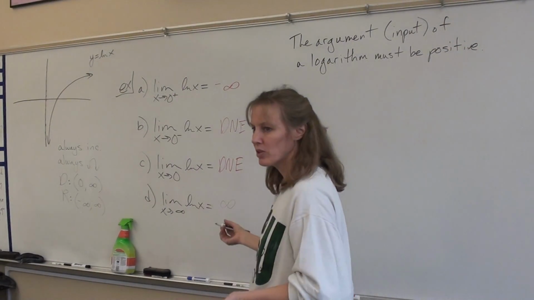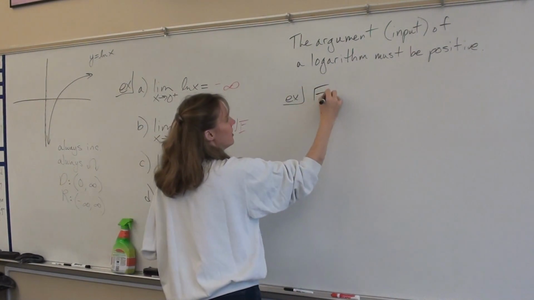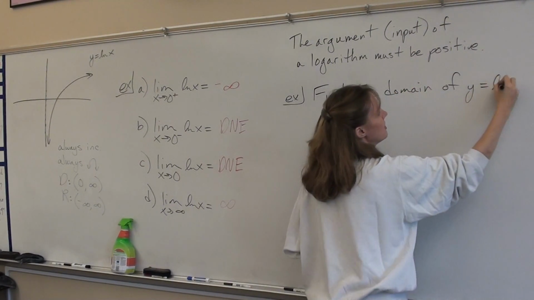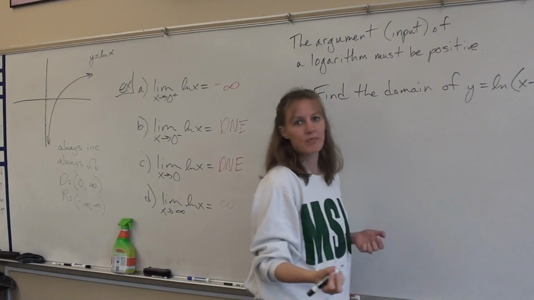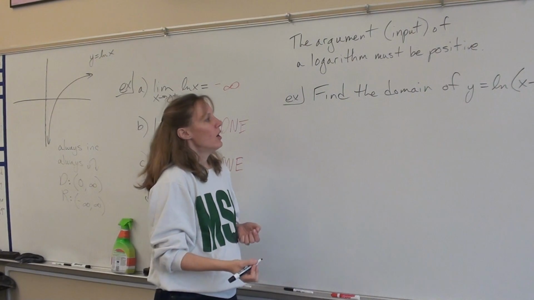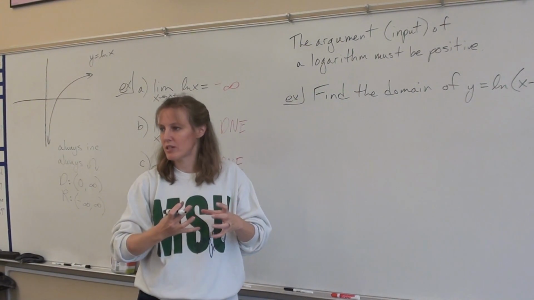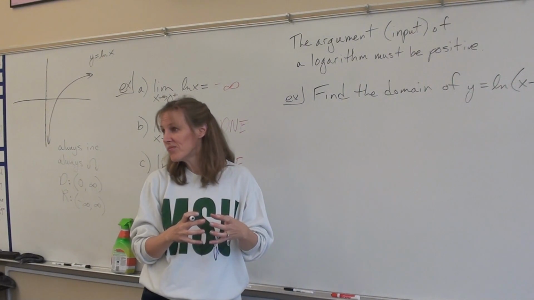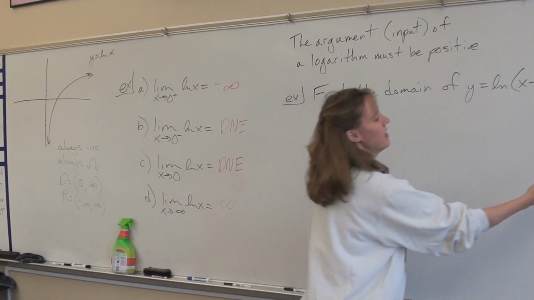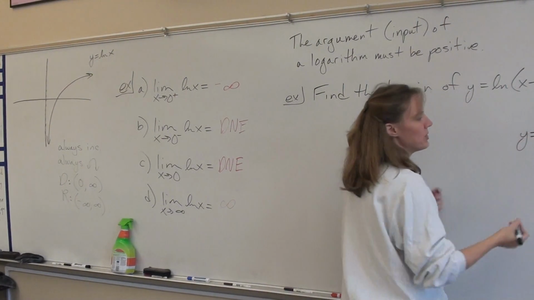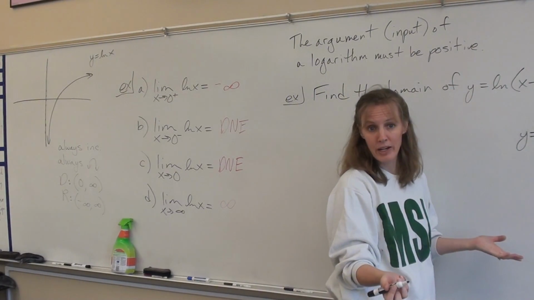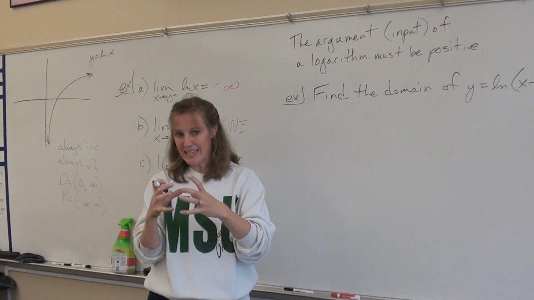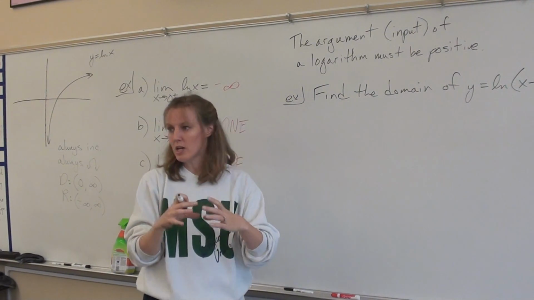So because of this, when you're asked for the domain, for example, if I said find the domain of y equals ln of x minus 5, well, the argument or the input, the thing that we're taking the log of, is what? If I said y equals square root of x minus 5, what would you be taking the square root of? X minus 5. What are we taking the log of? X minus 5. That's the argument. It's the stuff we're taking the log of. That's the input for the function.